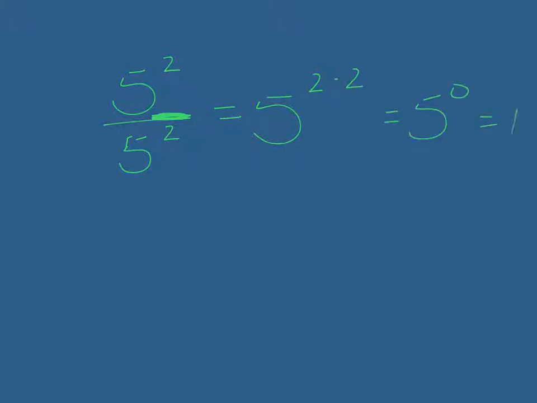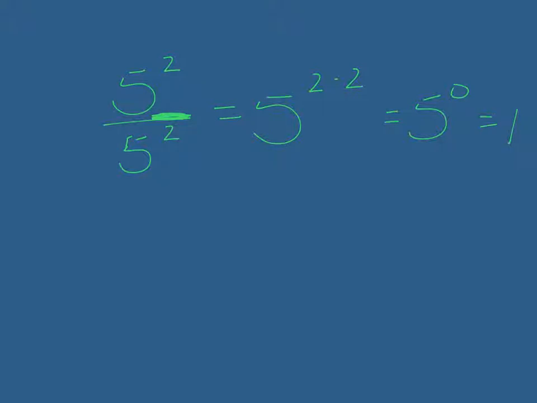Let's take a quick look at another example. Let's say 5 to the second power over 5 to the second power. Again, let's use our quotient property of exponents. Remember, think about this as a minus sign, so we're going to subtract 2 minus 2. It's the same base, so subtract those exponents. You get 5 to the 0 power, which is equal to 1.